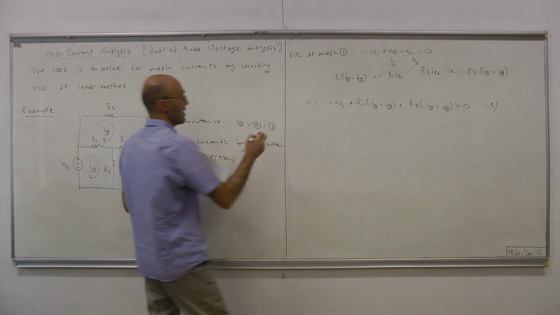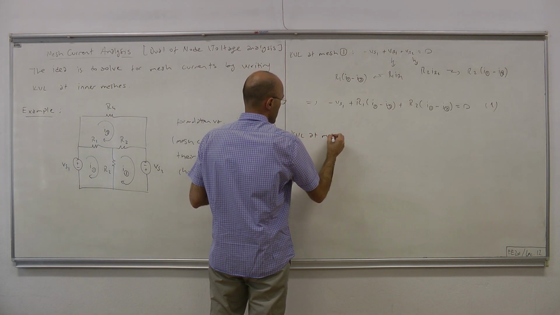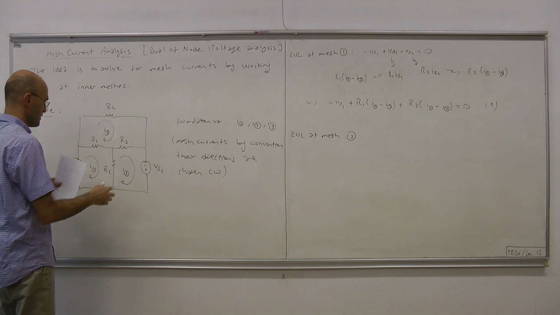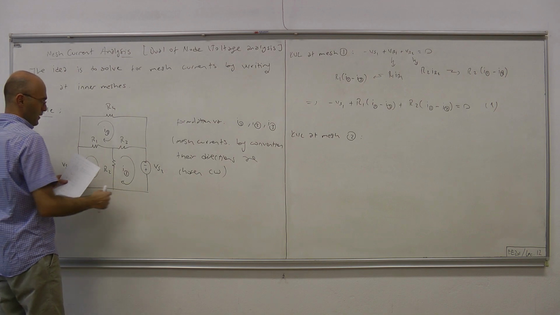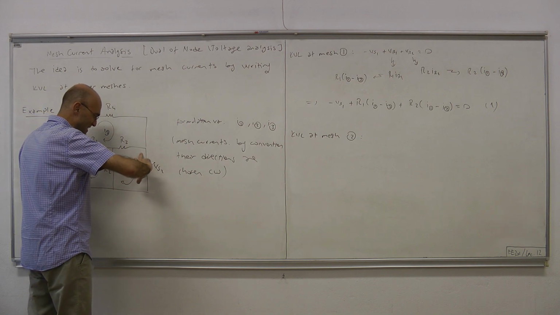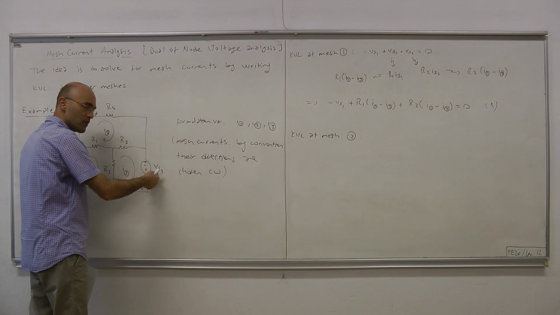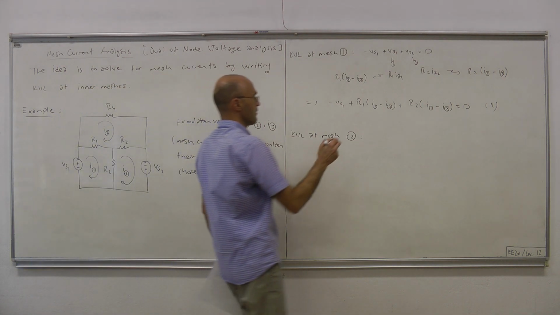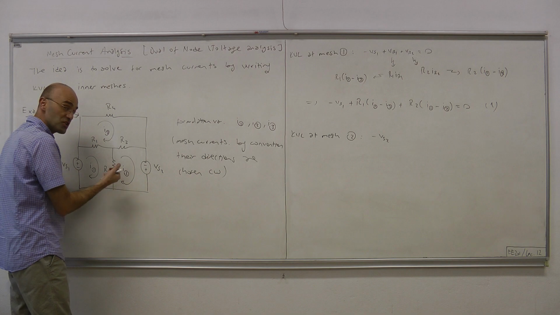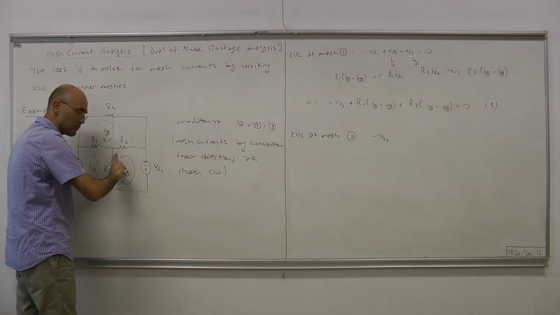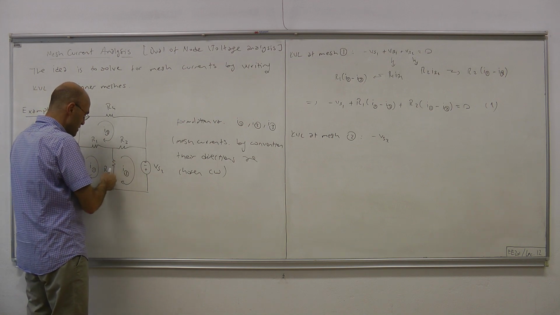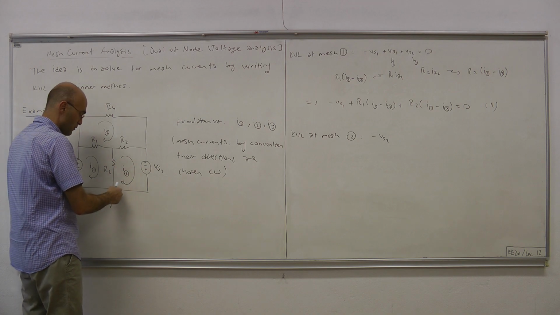KVL at mesh number 2. Now suppose that we start from this point. The direction is clockwise by convention. So the first voltage is this, plus minus. Since it's in the opposite direction with the polarity of Vs2, the first thing that we write is minus Vs2. Then the next component is this. This time, the polarity is such that plus here and minus here, because the direction is clockwise for the second mesh. Here that voltage is R2 times this current, from bottom to top.